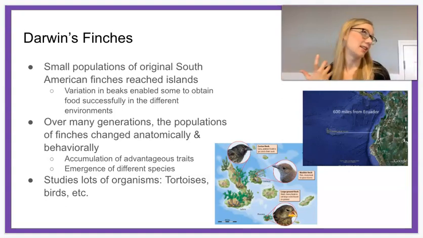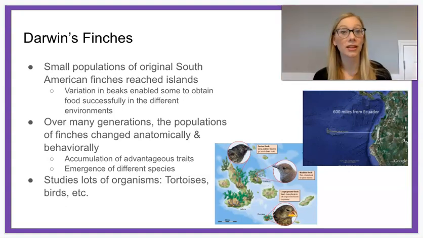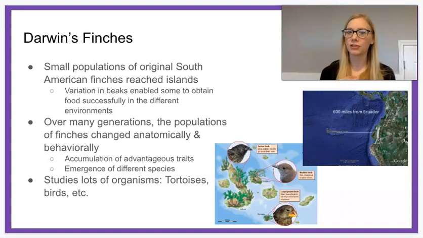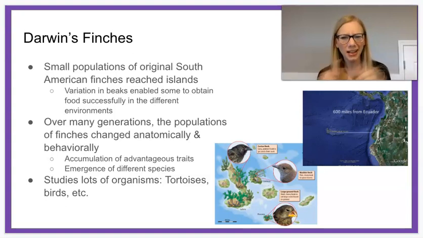And he actually studies lots of things. He studies tortoises, birds, other organisms that he sees. But one of them we talk a lot about is the finches. A finch is a type of bird. And he notices that there are small populations of the original South American finches that look kind of like the other finches he saw, but maybe not identical, right? And he also notices that when he looks at the different islands in comparison to each other, they also look a little bit different, right? They have variation in their beaks, and he starts to think, well, when he watches them, they eat different food, right? And perhaps this variation in their beaks allows them to obtain food successfully in the slightly different environments, say on slightly different islands, right?